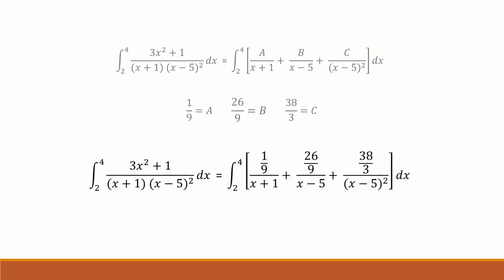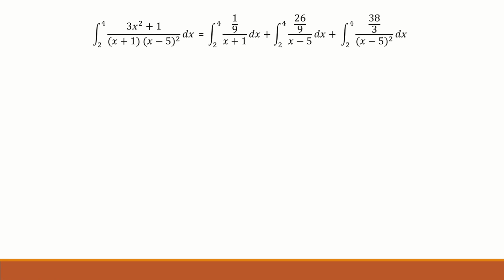So when we sub those in, we see we now have a definite integral between 2 and 4 of 1/9 over x plus 1 plus 26 over 9 over x minus 5 plus 38 over 3 over x minus 5 squared. So thanks to integral laws, we can focus on each of these individually.